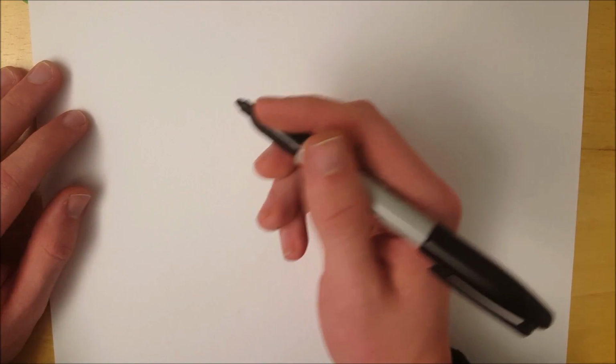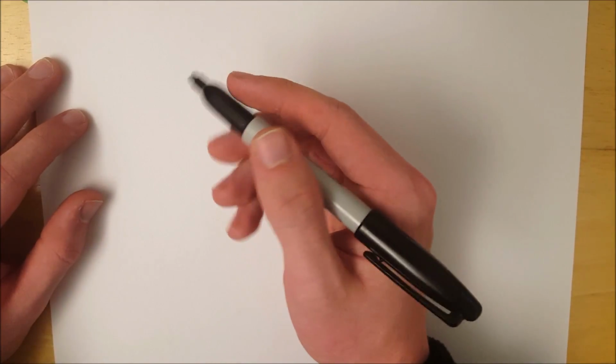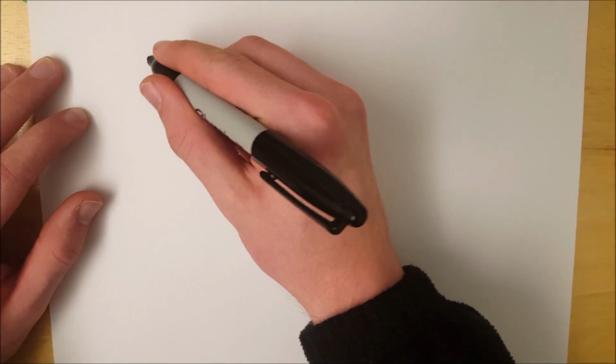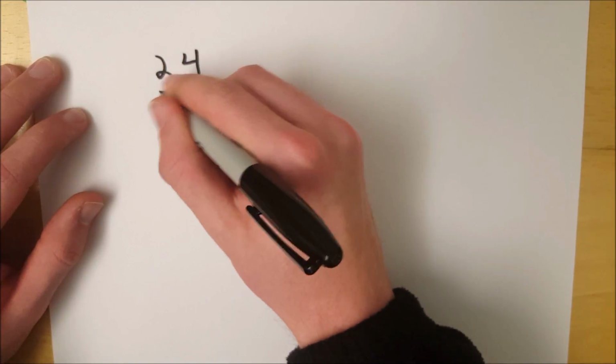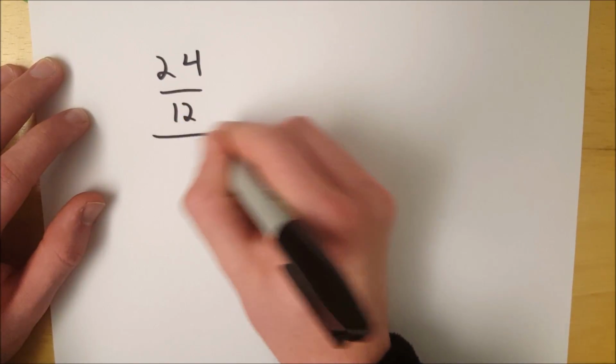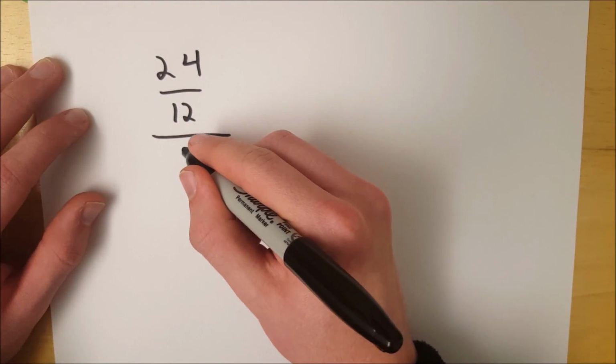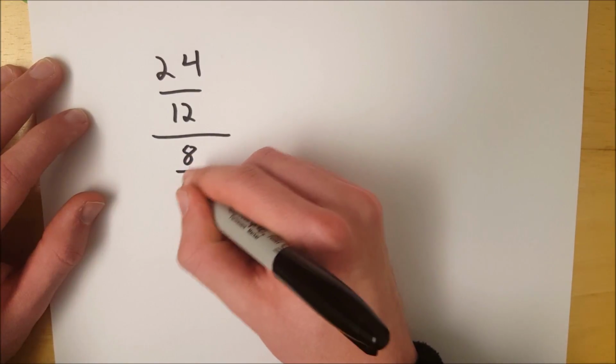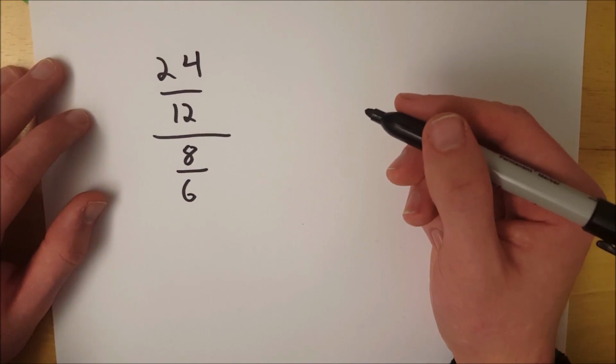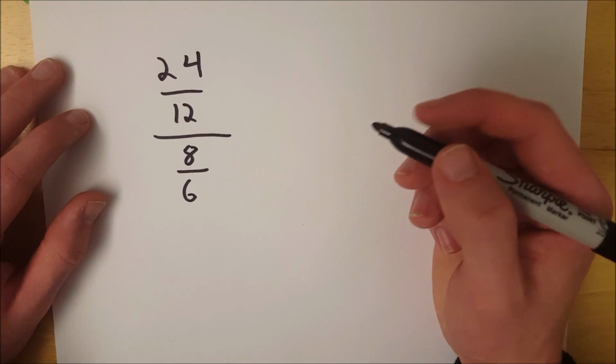In today's video we're going over how to divide fractions. Pretty important skill and not too challenging, but be sure to pay attention, you'll want to know how to do this. So suppose we have the fraction 24 over 12 divided by, let's say, 8 over 6. It looks messy, takes up a ton of space, the sucky thing about dividing fractions.